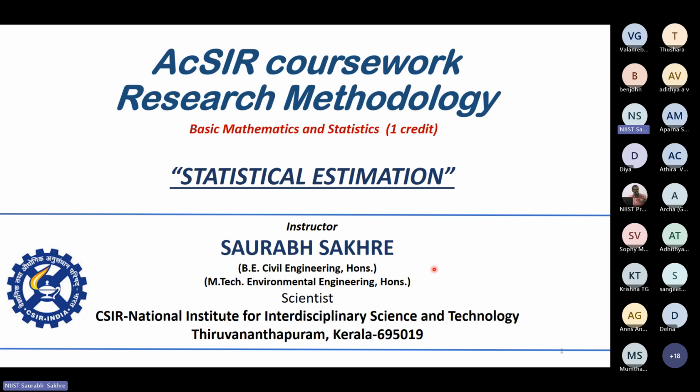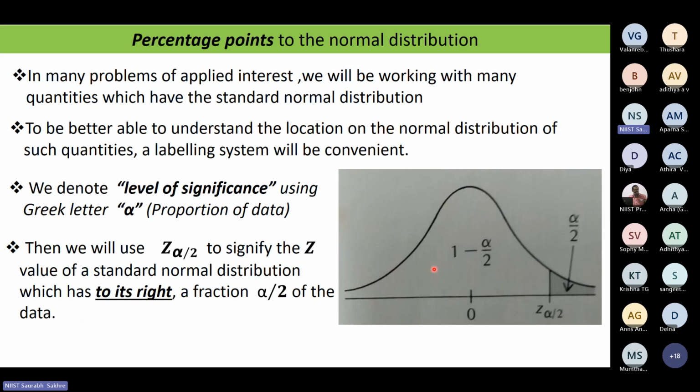So we'll start. I hope you all remember the normal distribution. We have seen it in great detail at that time. We have seen various formulas and all other things. Now we will see some other aspects of the normal distribution. So here I will start with percentage points of the normal distribution.